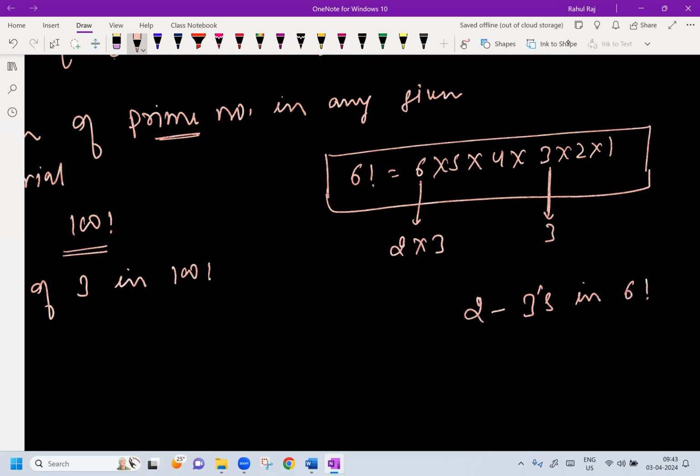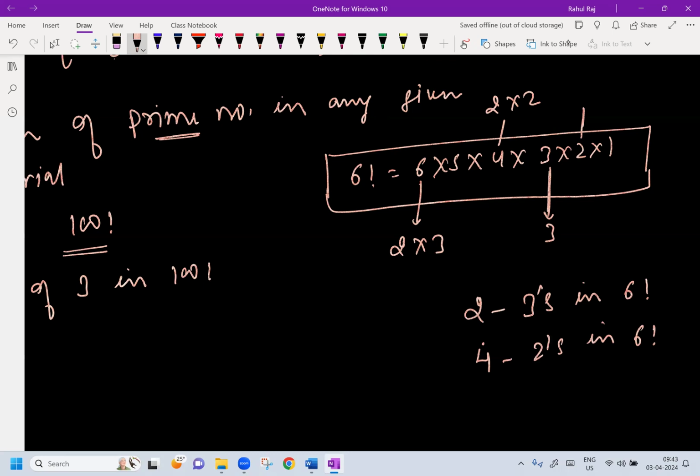If I ask you how many 2s there are, because 2 is also a prime number, right? So I can ask you for 6 factorial, what is the power of 2 here. So this is 1, 2. Yeah, 4. This is 2, 2. And this is 1, 2. So there are 4 2s in 6 factorial.